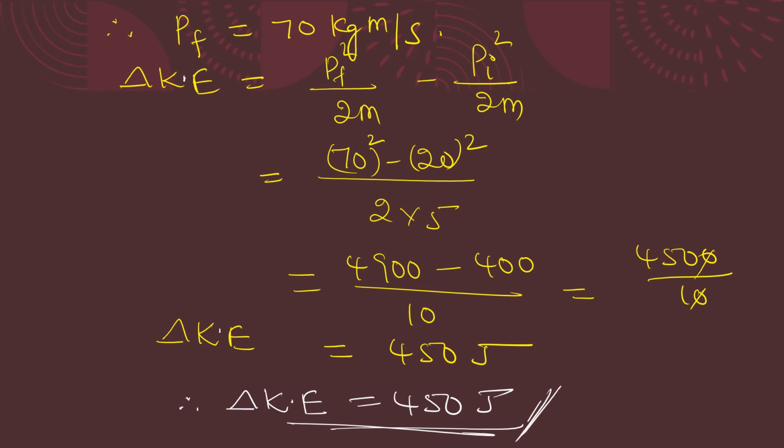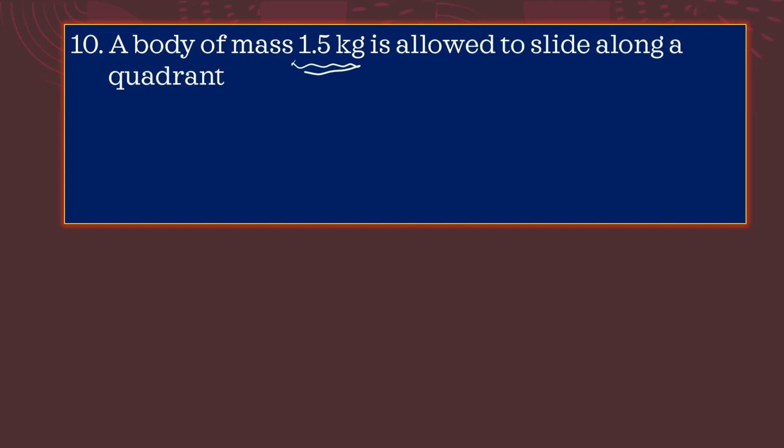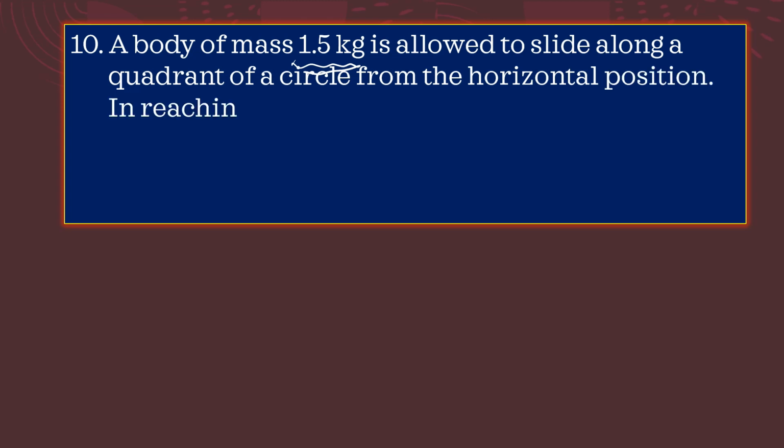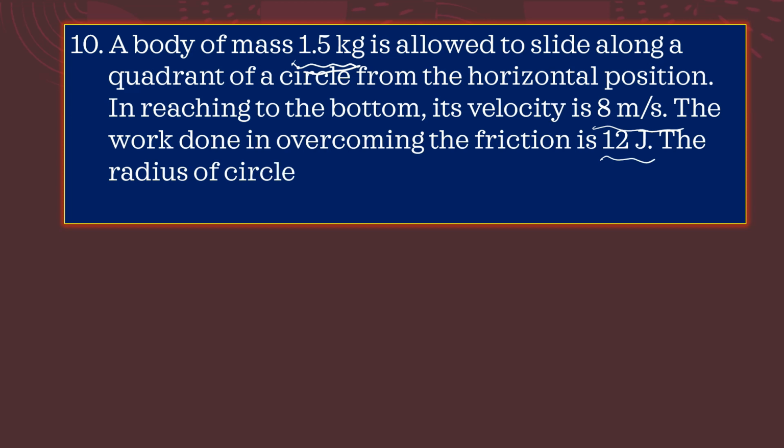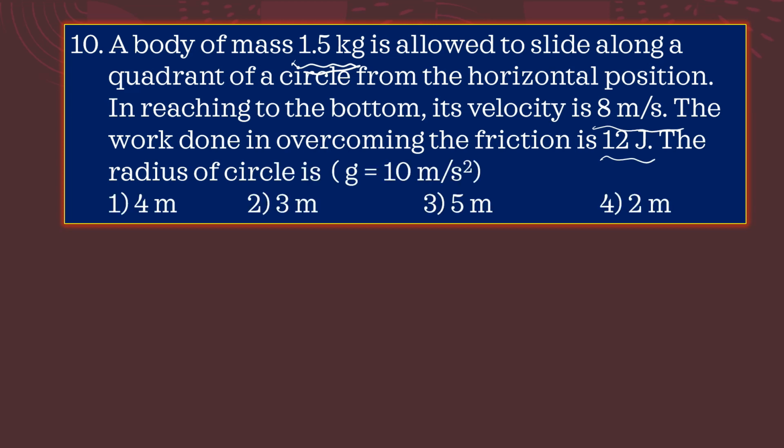Next we'll go to the next question. A body of mass 1.5 kilogram is allowed to slide along a quadrant of a circle from the horizontal position. On reaching the bottom, its velocity is 8 meters per second. The work done in overcoming the friction is 12 joules. The radius of the circle is... here we have to calculate the radius of the circle, and g is given as 10 meters per second square. Now let us go to the solution.